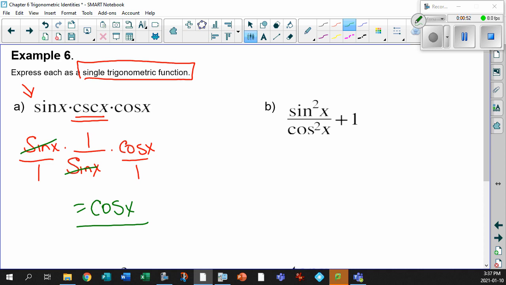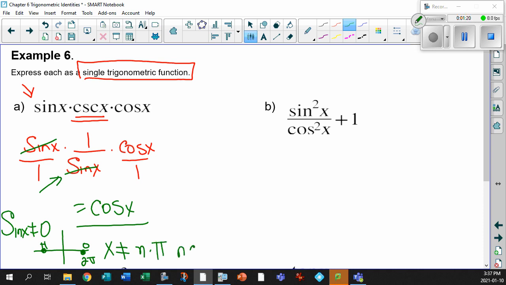Now, again, watch out for those non-permissible values. You better put down that sine x cannot equal 0, which means, again, on our wonderful unit circle, where is sine 0? Sine is 0 here, and sine is 0 here. So, of course, you could put down that x cannot equal 0, pi, 2 pi, and you can keep on going and going, or just say n times pi, where n is an element of I.